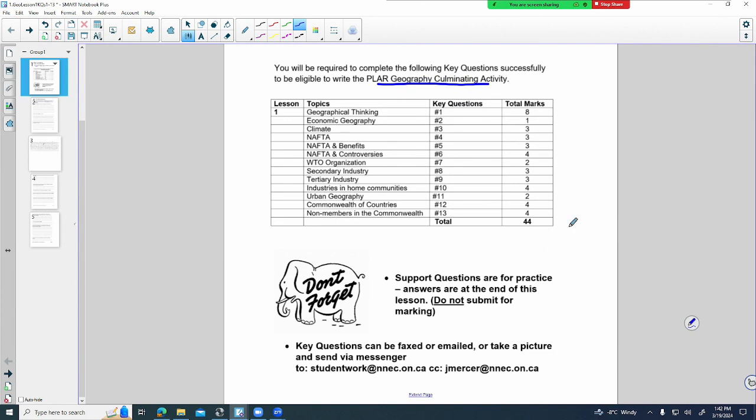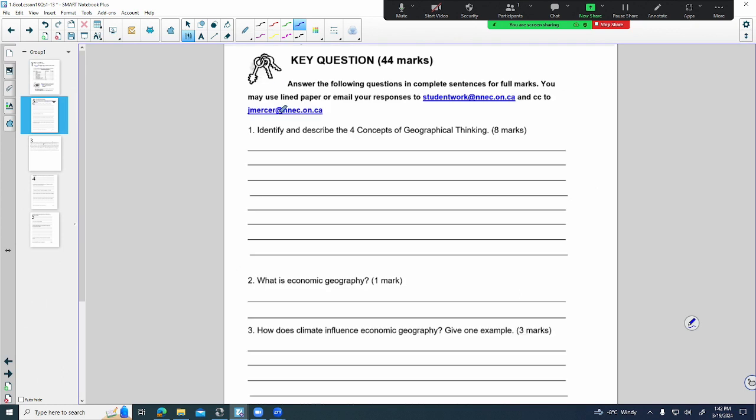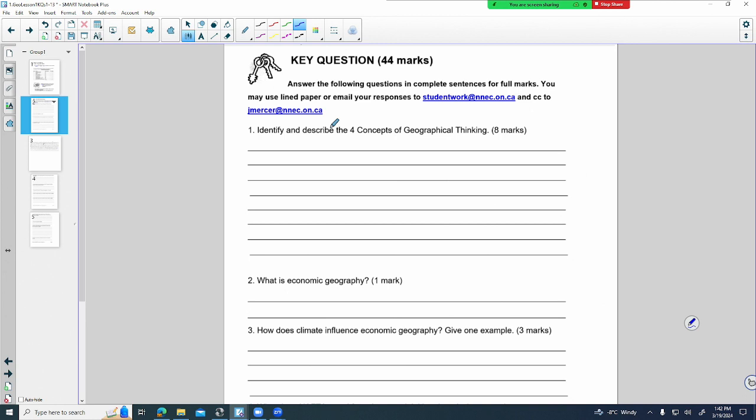And as I said, if you do the support questions, those are just for practice, so you don't have to submit them for marking, and answers are available at the end of this lesson if you want to check out your answers. Okay, so let's look at the first key question. There's space for you to write your answers. A lot of the students are still preferring to write them on a sheet of paper. That's fine. You don't have to rewrite the key questions.